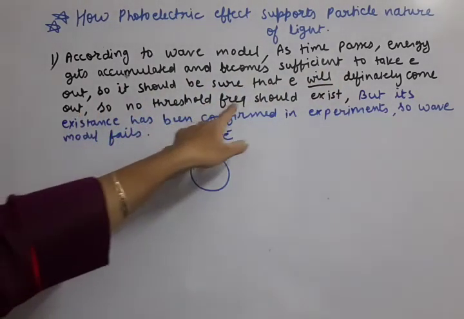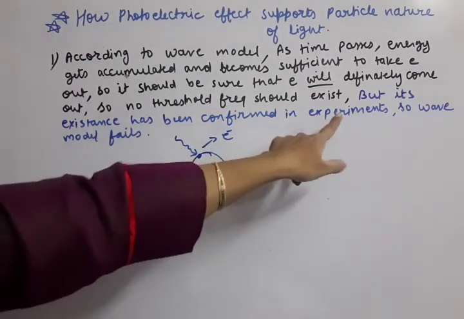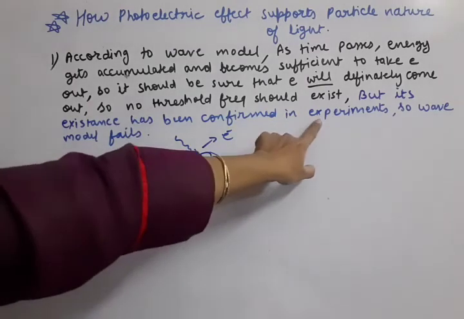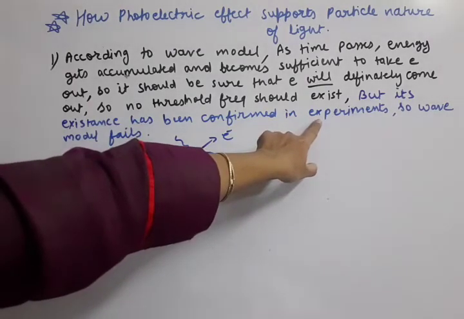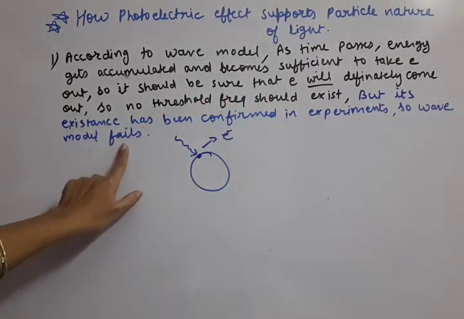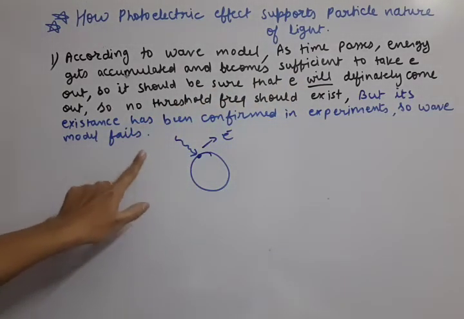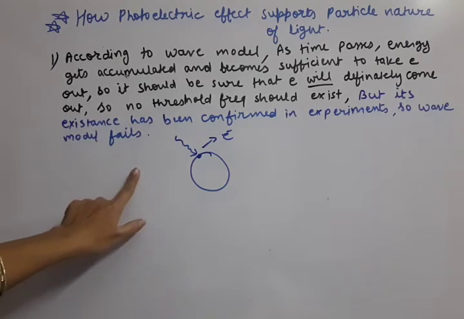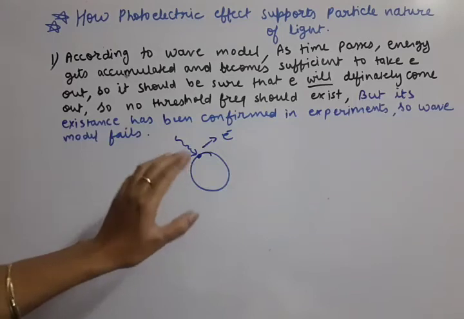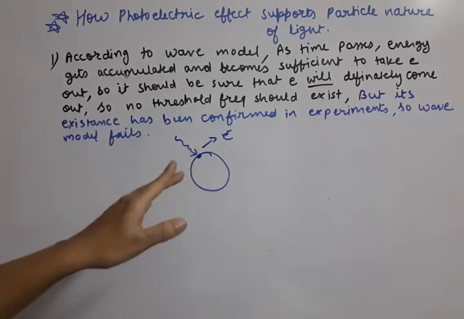So no threshold frequency should exist. But its existence has been confirmed in the experiments. Threshold frequency exists, that we have seen in so many experiments. That means the wave model fails. So the first point is based on the threshold frequency's existence. The wave model says that there is no threshold frequency, and the particle model says that yes, a threshold frequency should be present.